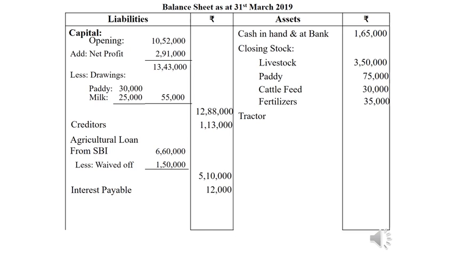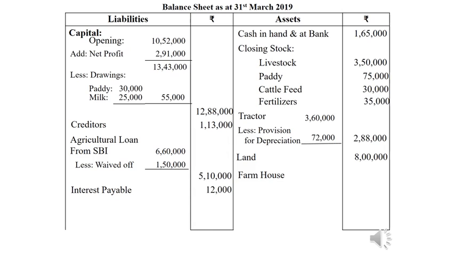Tractor, as depreciation has to be provided, it should be taken under the inner column. Okay, 3,60,000 less depreciation 20%, 72,000. Deduct it and record 2,88,000 as the value of tractor on the closing date. Similarly, land, no adjustment is given, 8 lakh rupees.